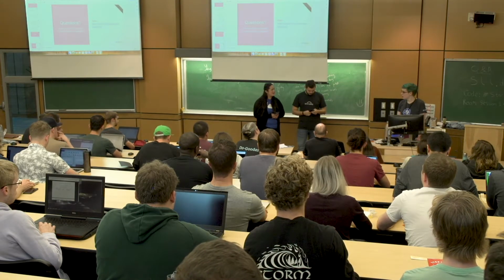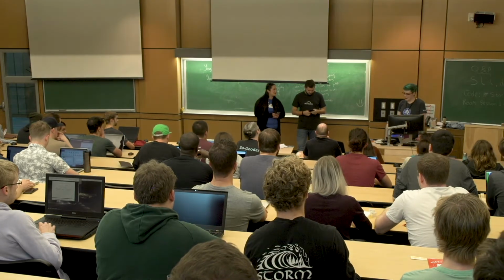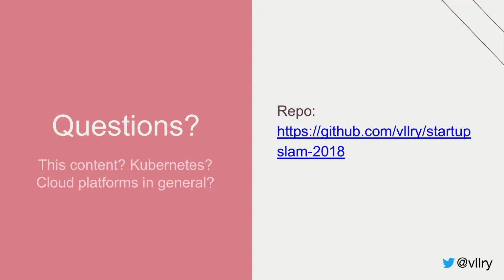Should be an easy one. What's the GitHub link for the project that you've been working on, and can you share that? It is right there, though I realize not everyone can see it. It is github.com/VLLRY/startupslam-2018. So this should be posted once Startup Slam is done with all the resources. So it's not going to vanish.